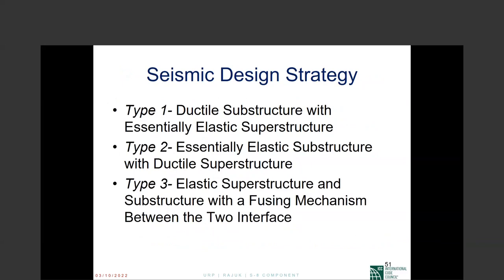We have three types of design strategies. The most common one is type one, which is a ductile substructure with an essentially elastic superstructure. Type two, this is mainly for a steel plate girder bridge. As I told you, we can allow the yielding and buckling of the cross frames, and that's what we call an essentially elastic substructure with a ductile superstructure. Type three, this is when you have a fusing mechanism between the superstructure and the substructure, and that's really what base isolation is.